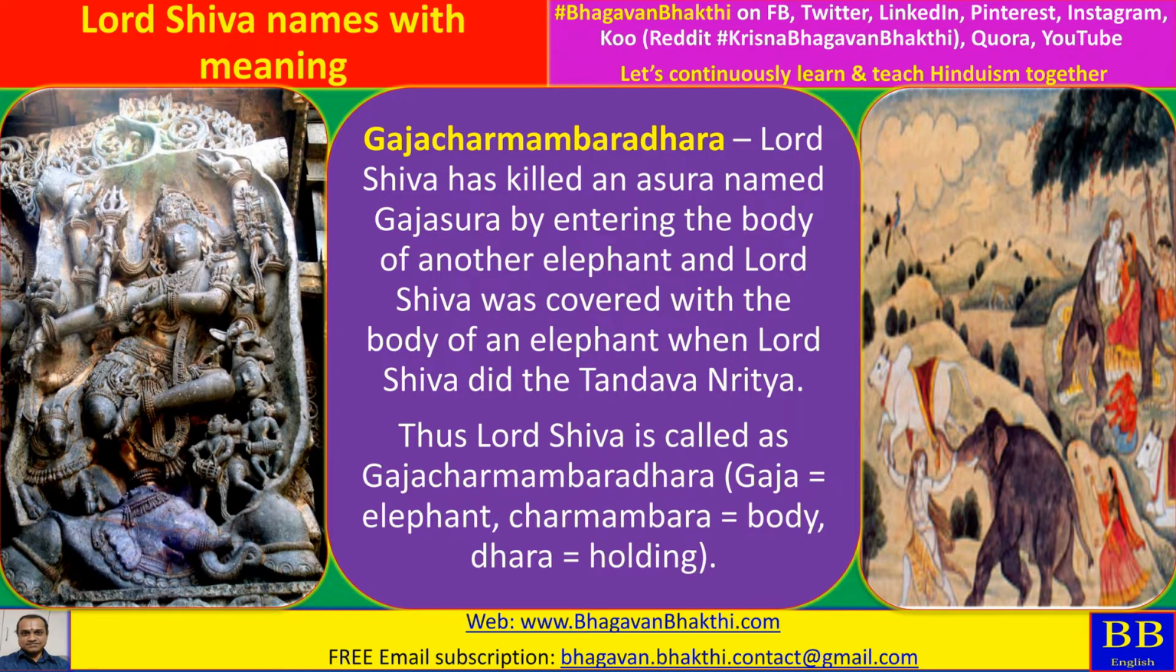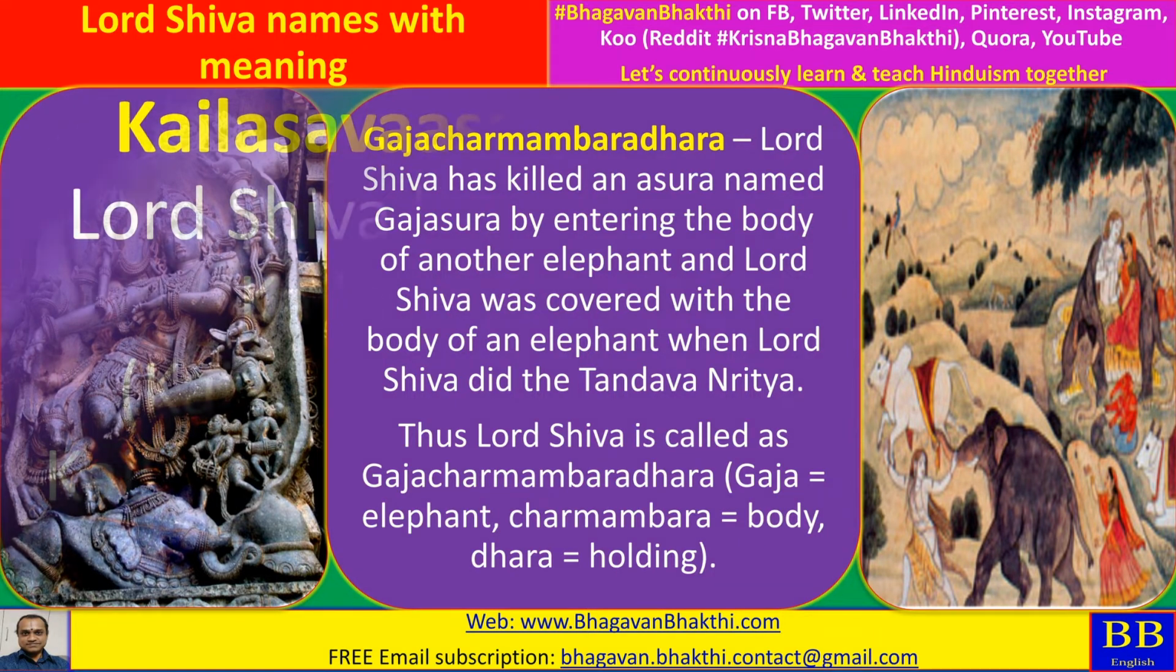Here Gaja means the elephant, Charma means the skin, the skin of the body, and Dhara means holding. Lord Shiva is the one who holds the skin of the body. That's why Lord Shiva is called Gaja Charmambaradhara. Gaja means elephant, Charma means skin, and Dhara means the holder. That's why Lord Shiva is called Gaja Charmambaradhara.